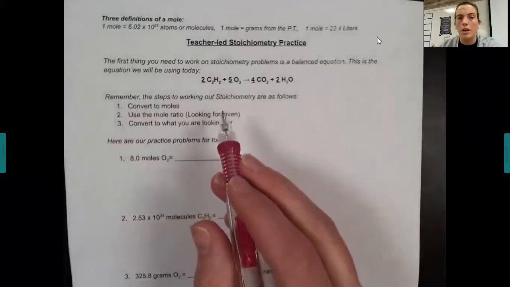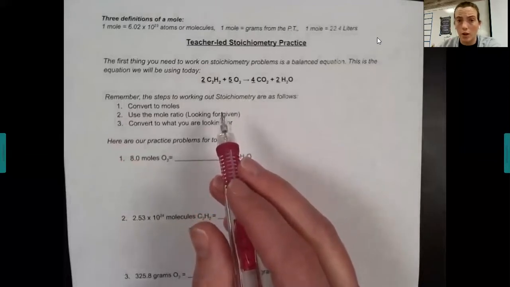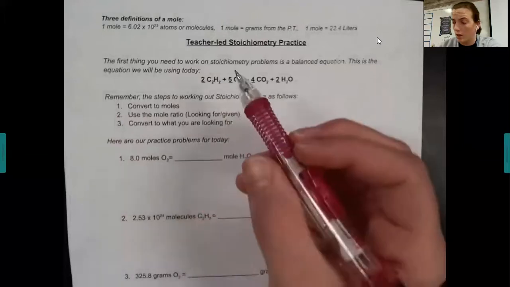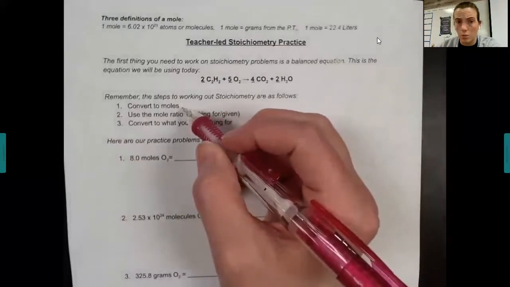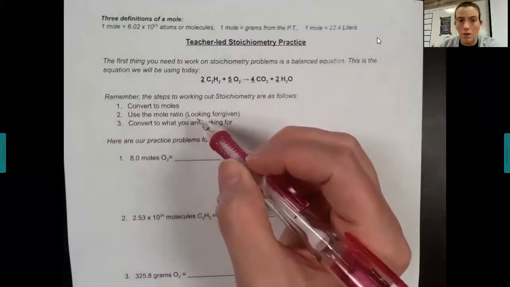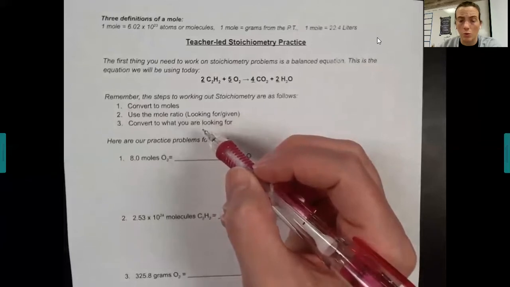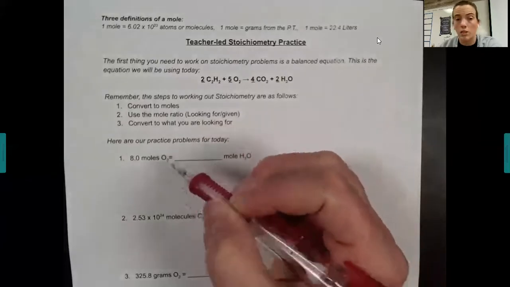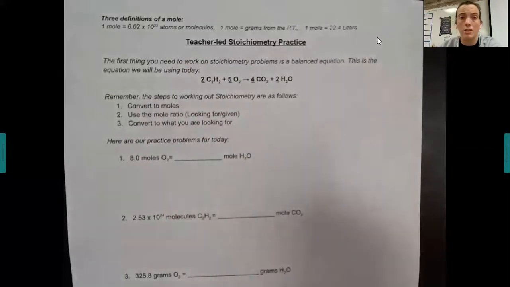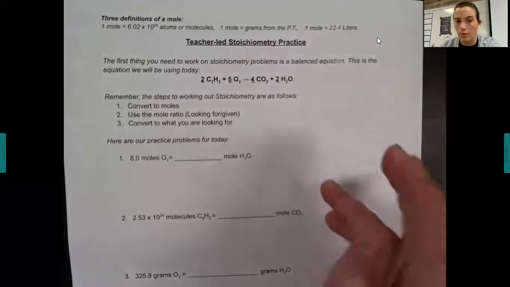Okay. Yesterday, when we were doing stoichiometry, we talked about the 3 steps to doing stoichiometry. Okay, the first one was convert to moles. The second one was to use the mole ratio. And the third one is to convert to what you're looking for. Okay, so as we work through this worksheet today, we're going to be looking up here at the equation and the rules to help us solve each problem.